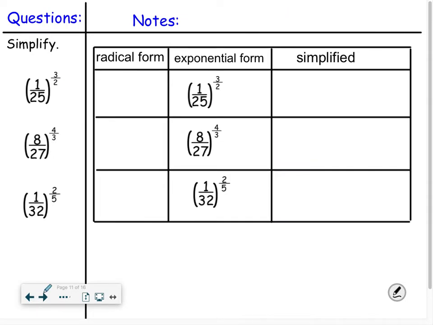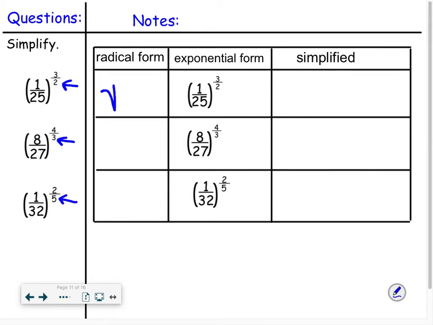On this slide, we're going to do the exact same thing, only we're working with fractions. So that just means that we are going to simplify the numerator separate from the denominator. And I'll show you how to do that at the same time. So first off, let's start with focusing on the denominators here.